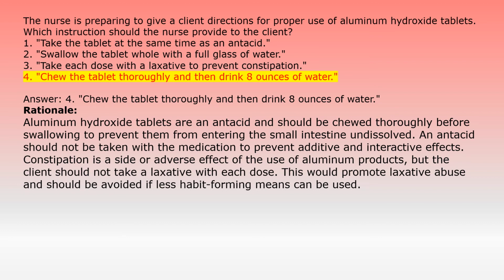Answer. 4. Chew the tablet thoroughly and then drink 8 ounces of water. Rationale. Aluminum hydroxide tablets are an antacid and should be chewed thoroughly before swallowing to prevent them from entering the small intestine undissolved. An antacid should not be taken with the medication to prevent additive and interactive effects. Constipation is a side or adverse effect of the use of aluminum products.